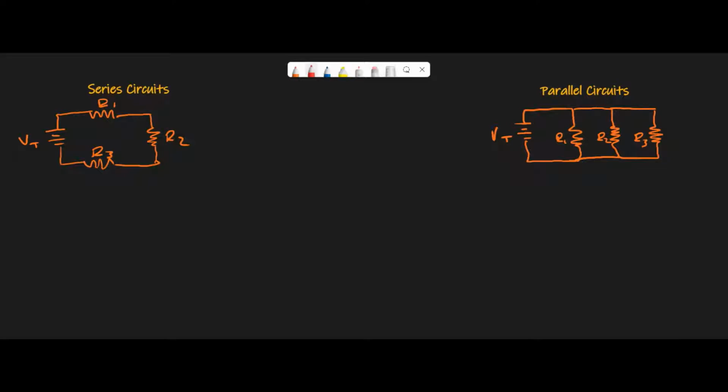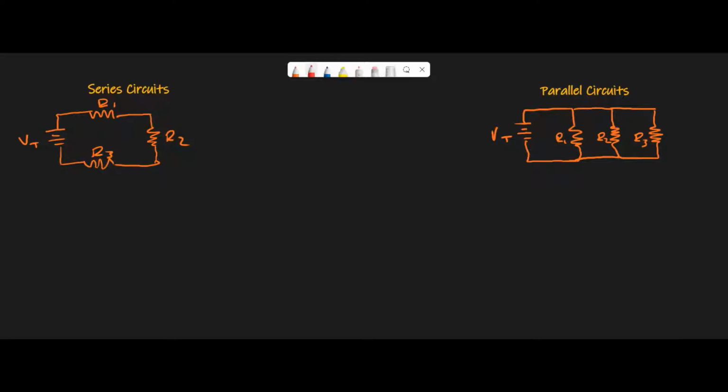Today we're going to be talking about series and parallel circuits. We're going to start by defining how voltage, current, and resistance relate to each one of these, parallel and series. And then in the end we're going to do an example of each one with given values.